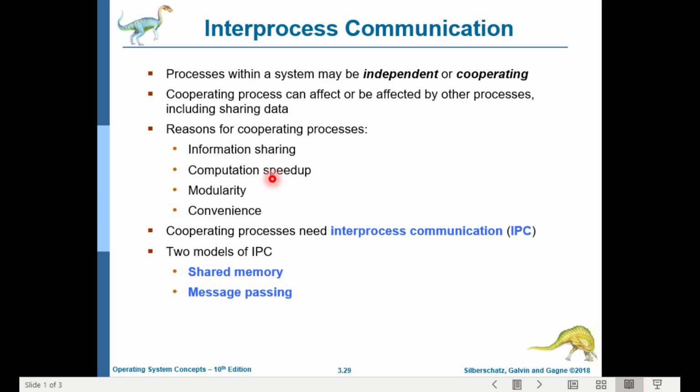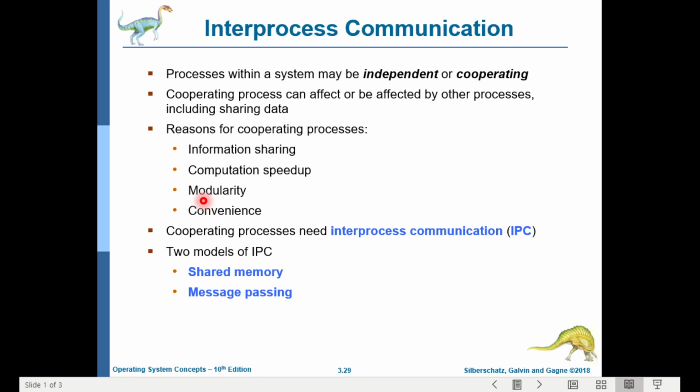Speedup can be achieved only if the computer has multiple processing cores. That is why quad core is faster than dual core. The other reason is modularity.